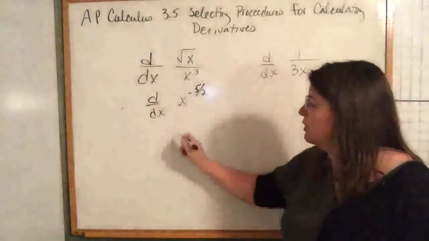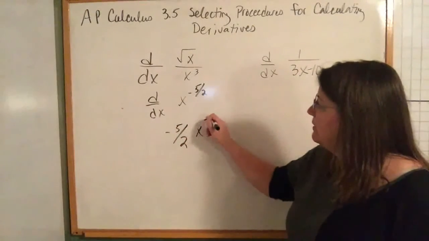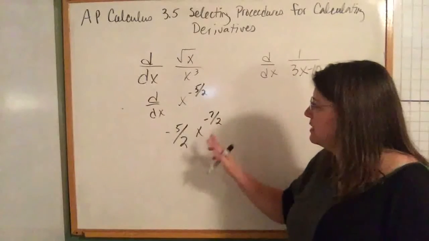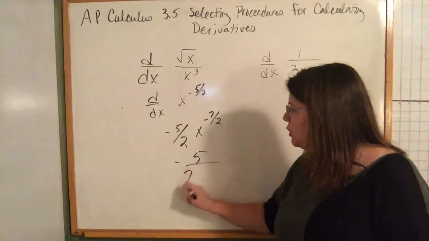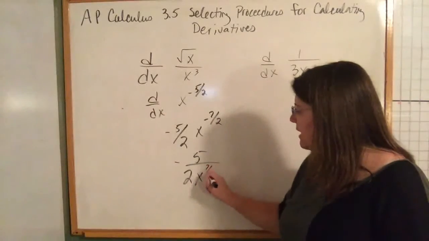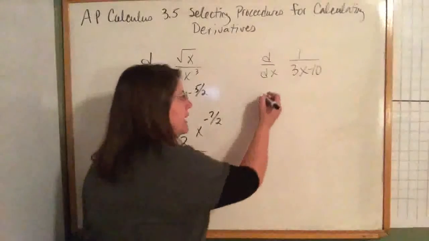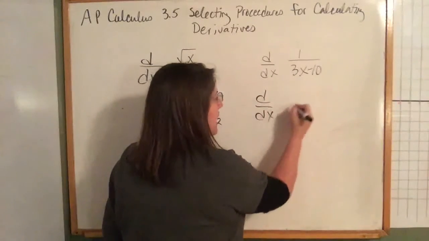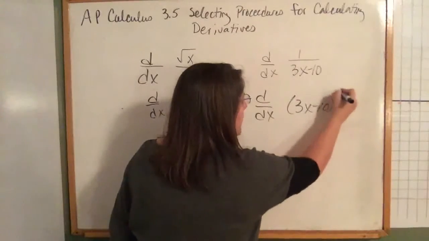And then the derivative is real easy. Negative 5/2 x to the negative 7/2. And then I just need to get rid of the negative exponent. So I've got negative 5 over 2x to the 7/2. Over here, I can also rewrite that. If I rewrite it, that's the same thing as 3x minus 10 to the negative 1.